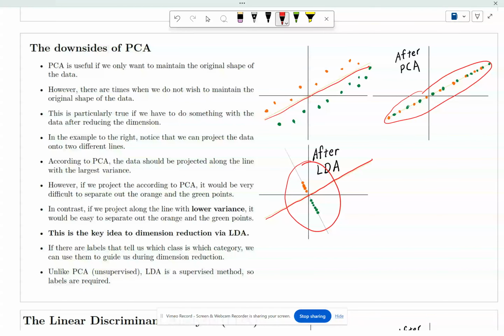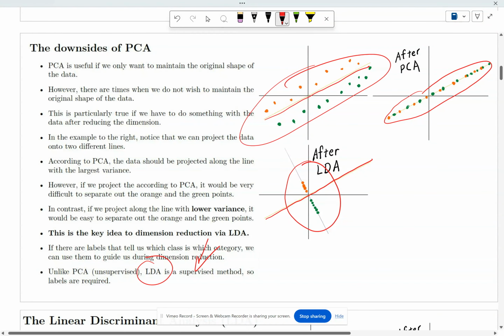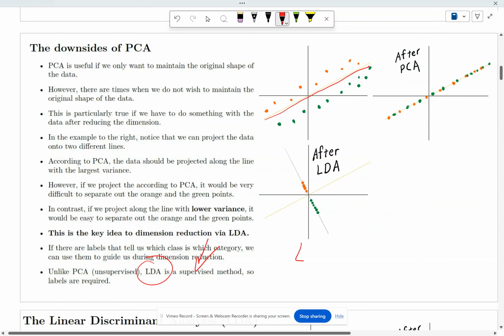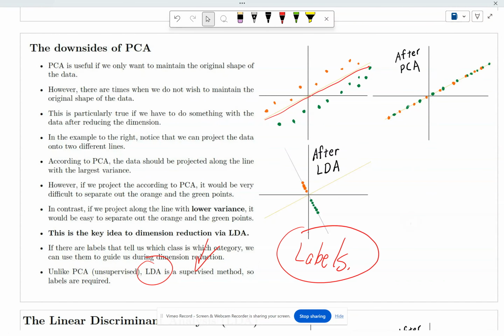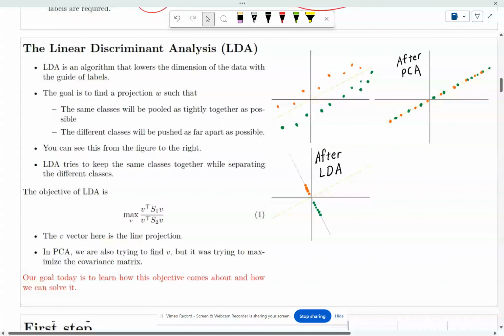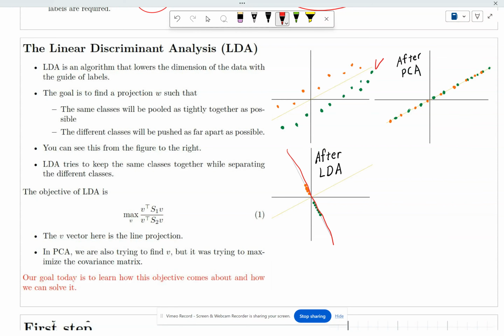So PCA is unsupervised, which means you just have the data, you don't have any labels. LDA is a supervised method, so you are performing dimension reduction with the guidance of labels. This time there are labels. The goal is to find this vector such that after the projection, things are separated.